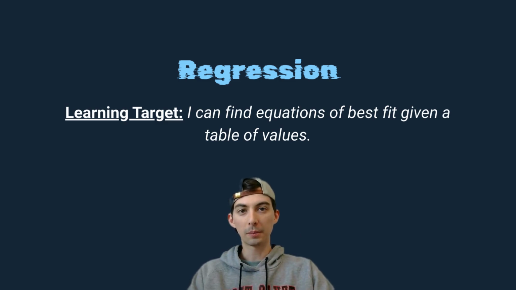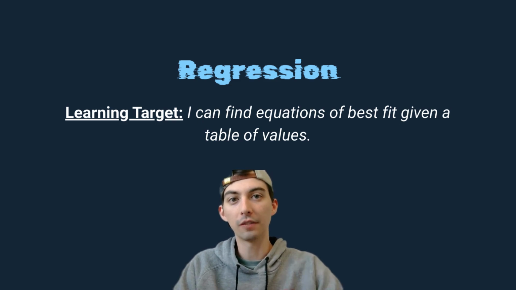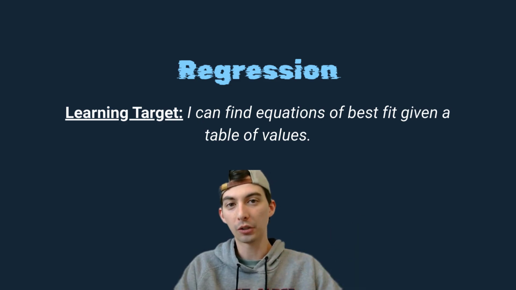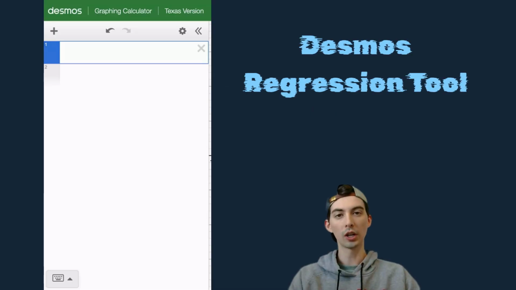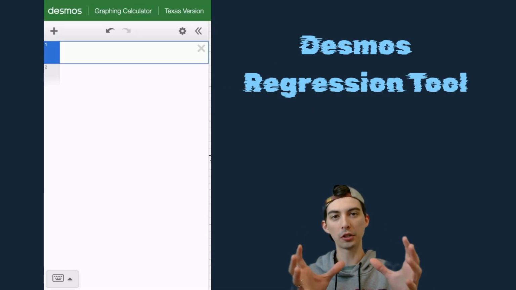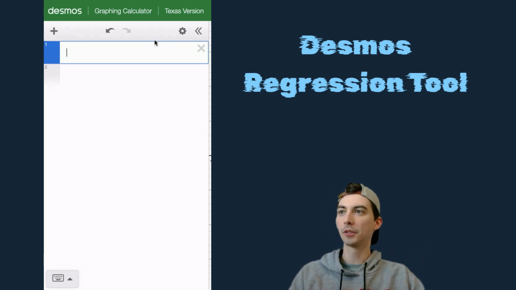In this video, we're going to talk about this absolutely epic tool called regression that can help us write equations of any type of function that we want, as long as we're just given a couple of points on that function. Regression is a tool that whenever we have a bunch of points, we can write an equation that matches those points. And Desmos makes this really easy.